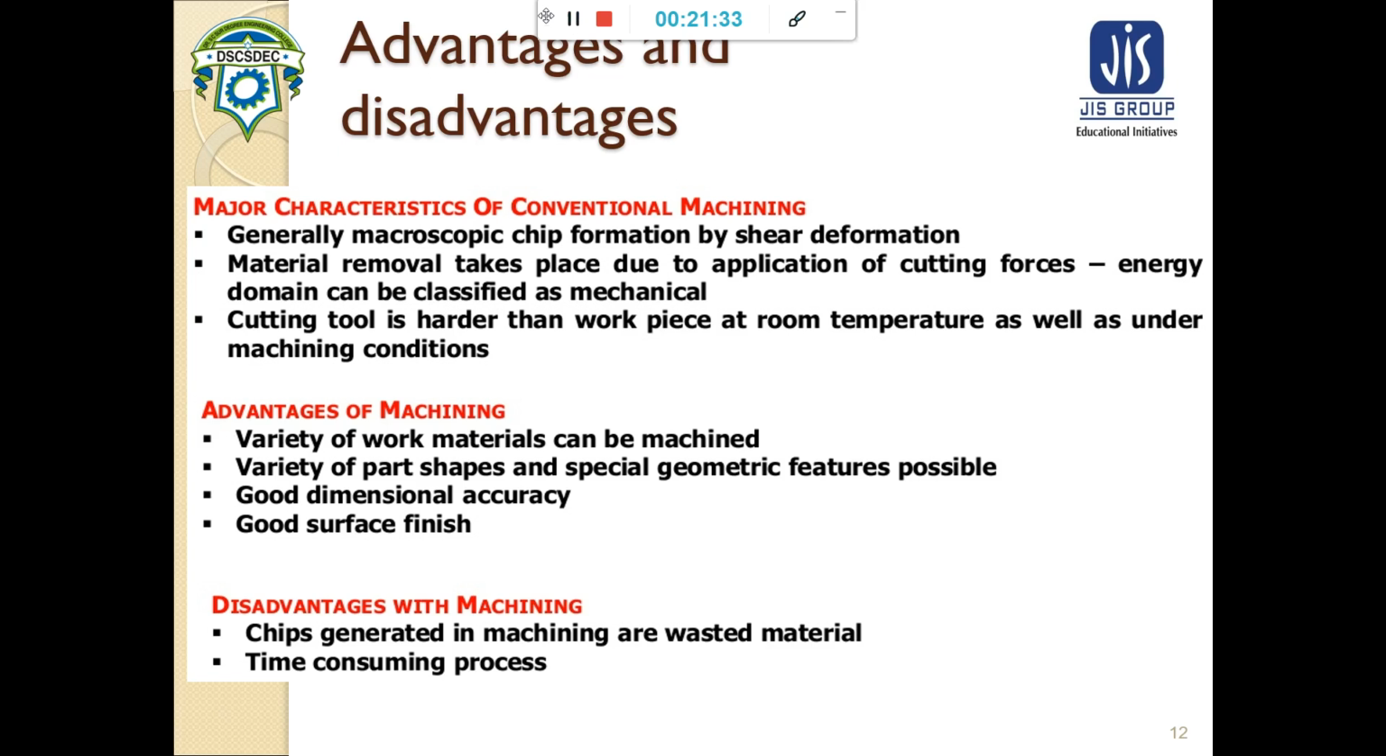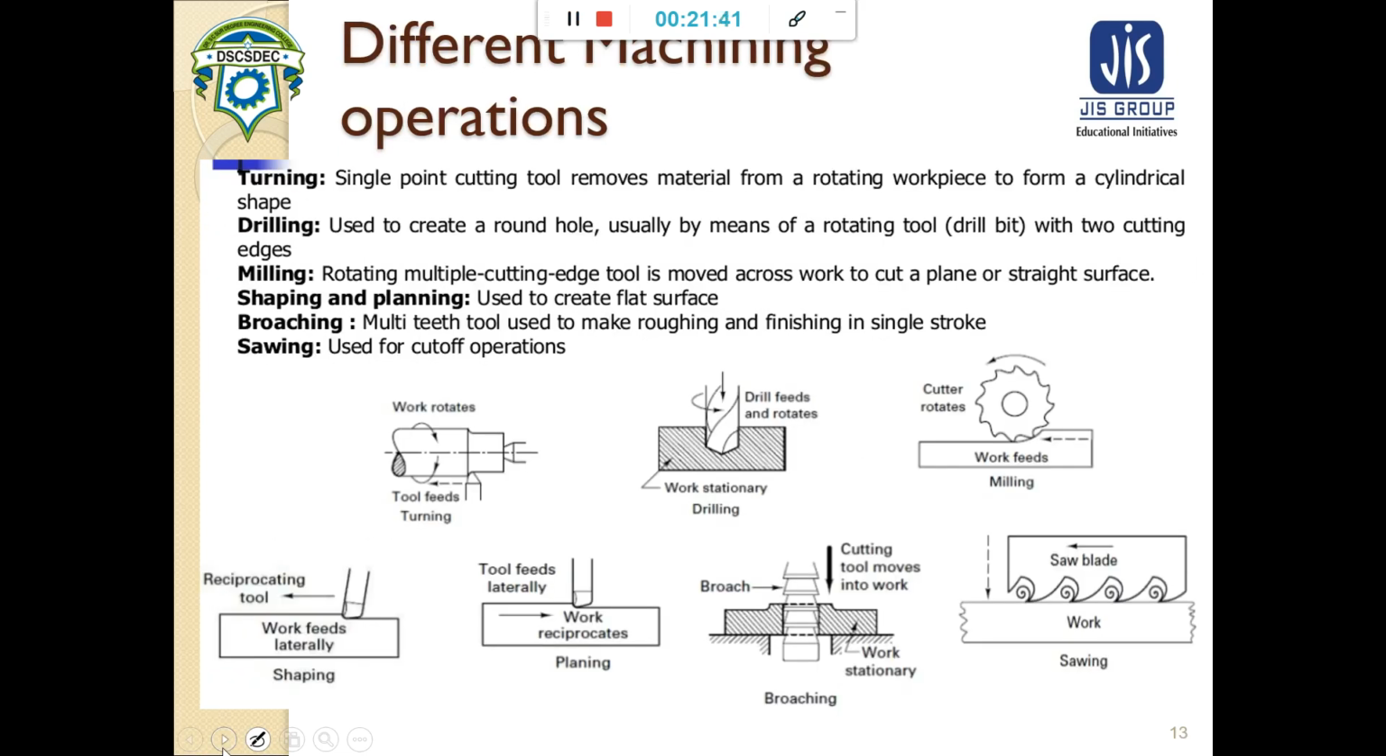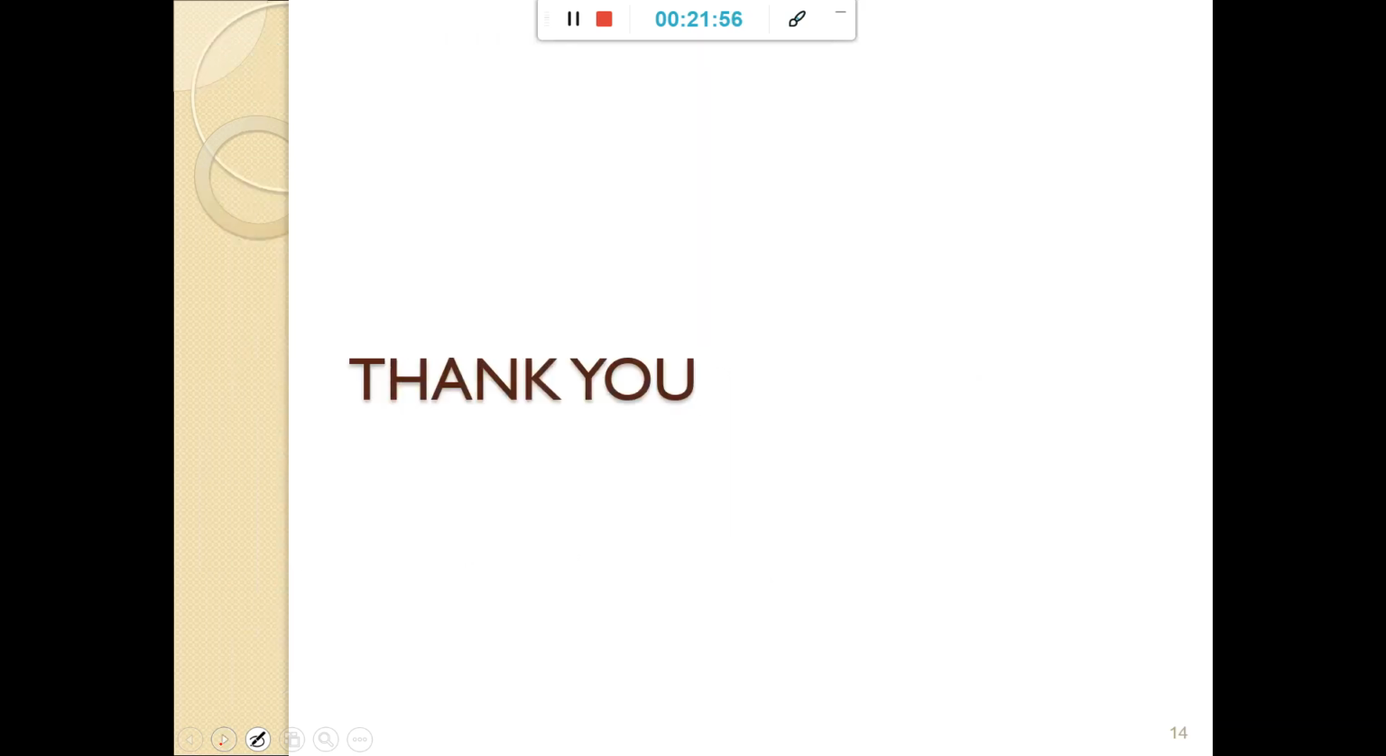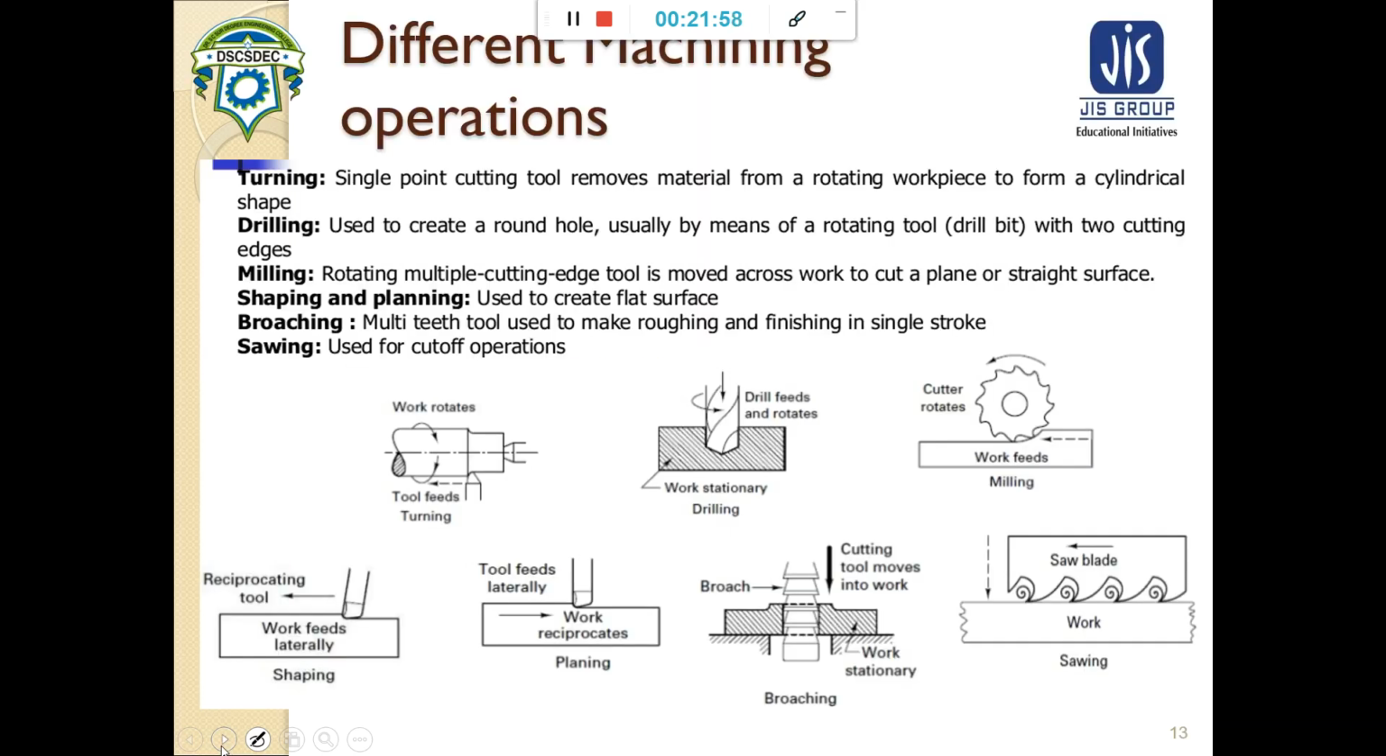Now there are different types of machining operations. So first one is turning. In turning, we use a single point cutting tool, and we can reduce the diameter of a cylindrical job.